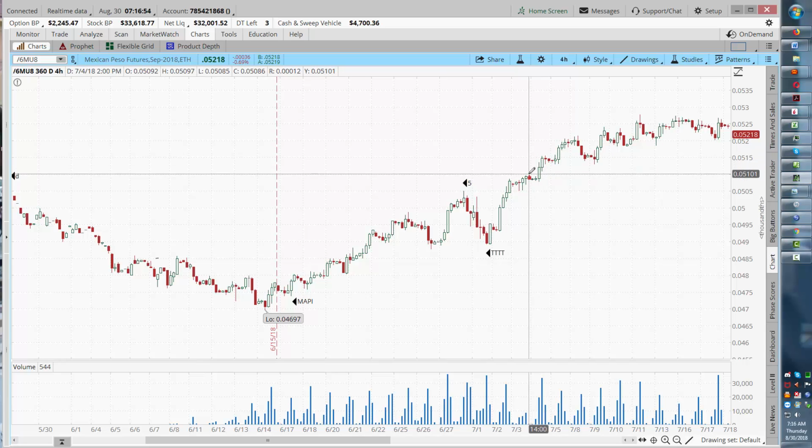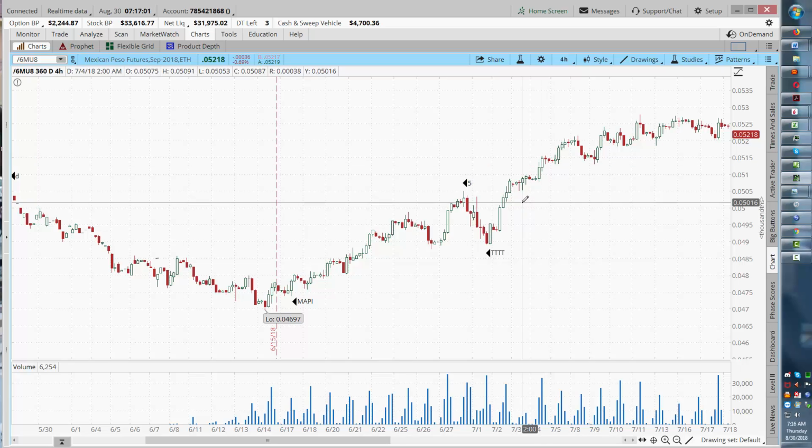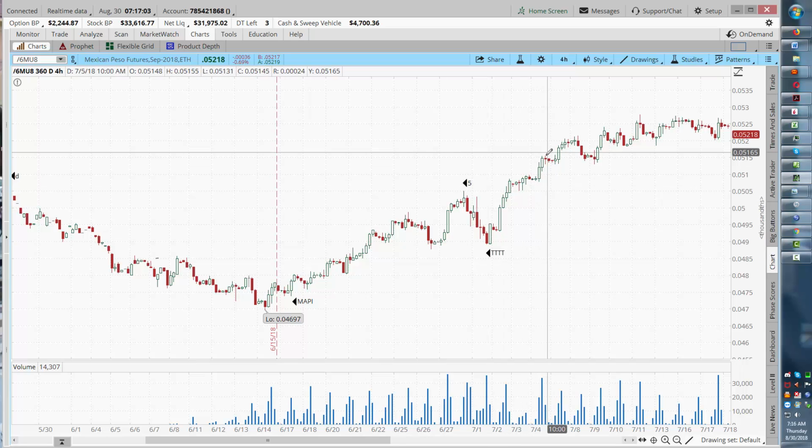Where's that 3 here? No, it's a 3, 4, and boom, right up here for a 5. So he wound up getting in here, and he wound up getting out here. Why? Because he's got his 5 waves up.